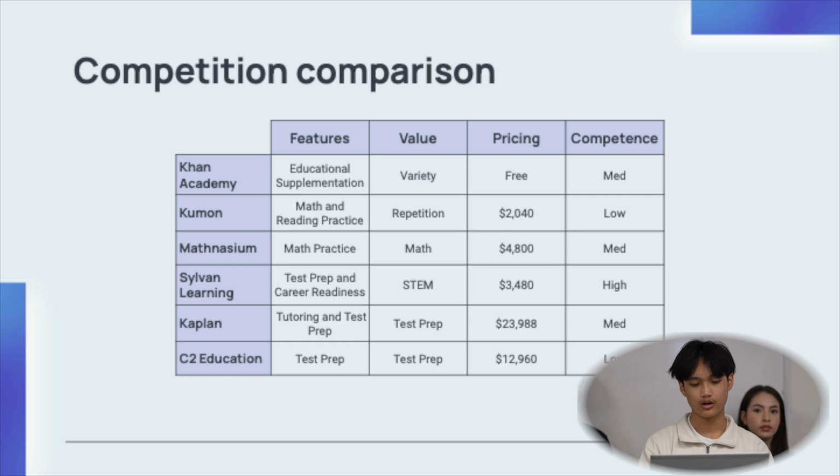Our competitors are Khan Academy, Kumon, Mathnasium, Stillville Learning, Kaplan, and CG Education. The thing with those services is that they are very expensive. They range from $2,000 all the way to $23,000. Our service provides both tutoring and career assistance, which many of our competitors do not offer.